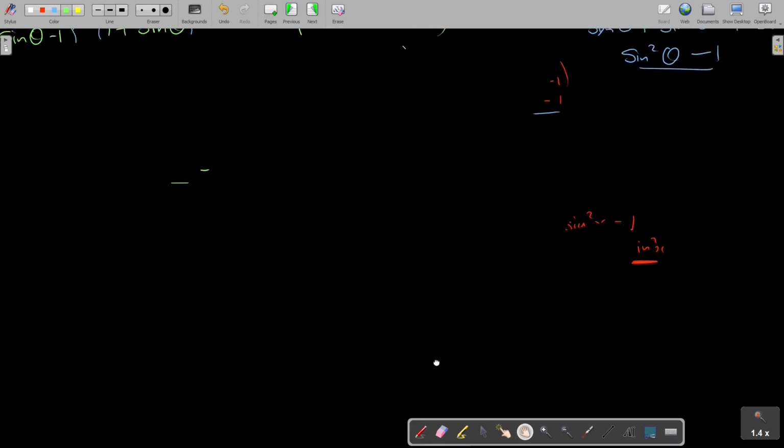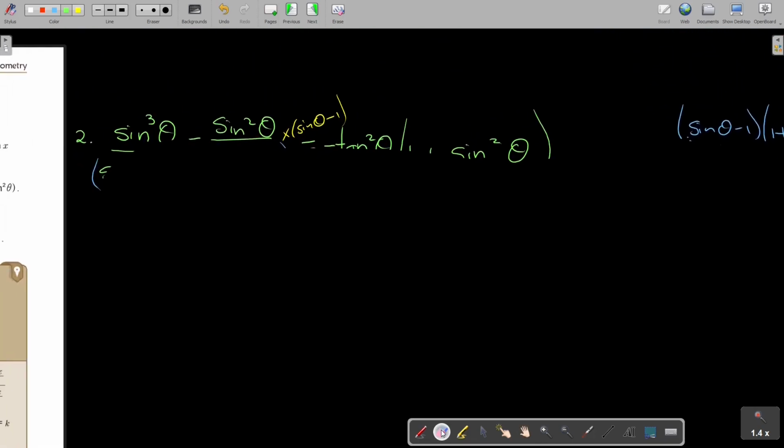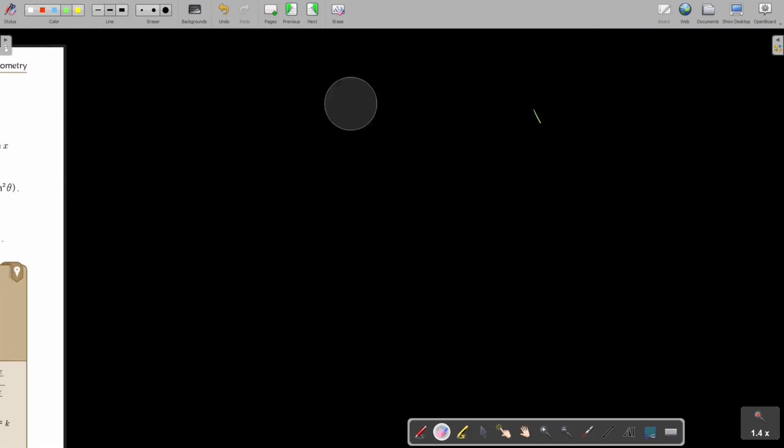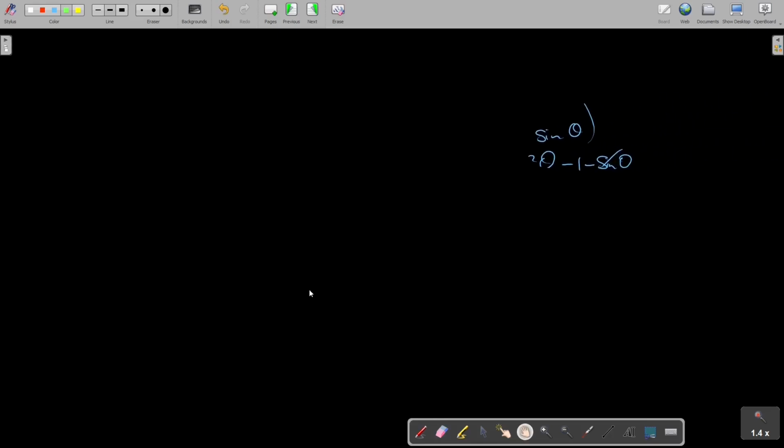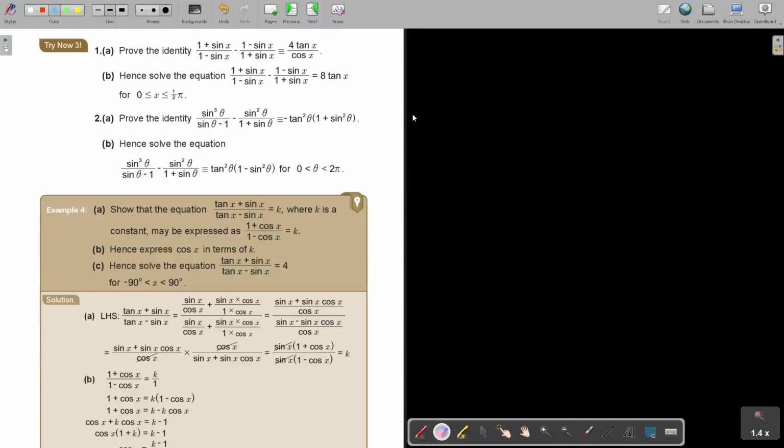Okay, but for now, we're going to continue with this question. Let's see how we're going to continue. Okay, let's start. Number B. Let's look at number 2B. So hence, solve the equation, then this is equal to this. Now check, this and this is the same. Therefore, I can say that this is equal to this.